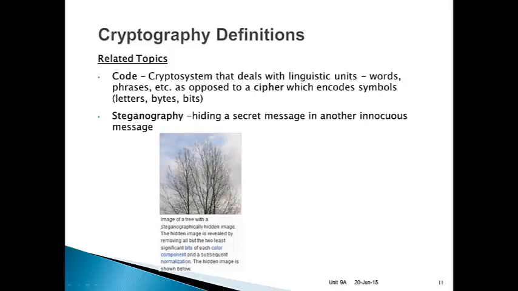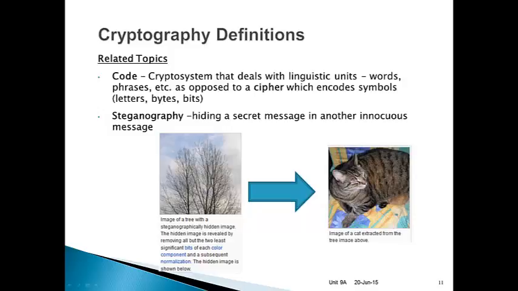Here's an example taken from Wikipedia, so it's public domain. We have an image of a tree, and hidden in that image is actually a hidden image. You reveal it by removing all but the 2 least significant bits of each color component and applying a normalization. We take that image, we go through the method of unhiding, and we find someone's cat picture. They've managed to hide that picture of a cat inside the picture of the tree, just in a couple of significant bits. So this is an example of steganography. It's hiding things in plain sight.